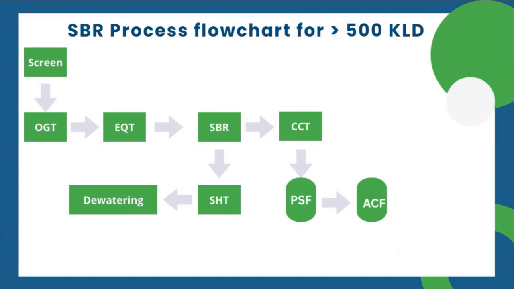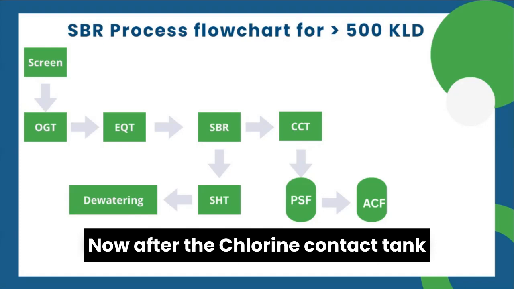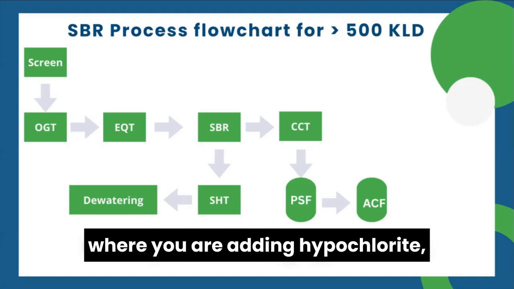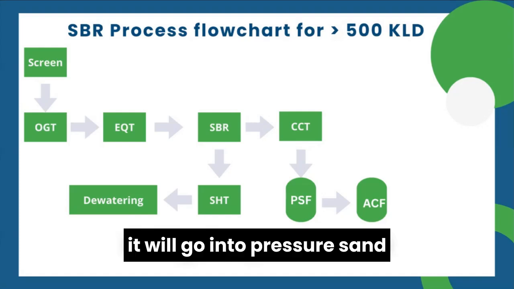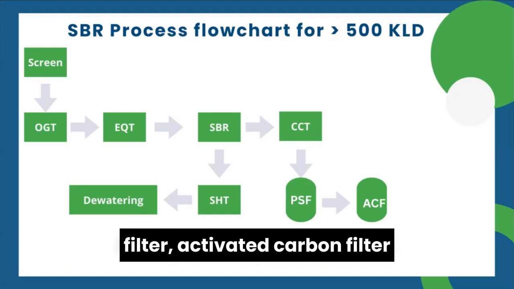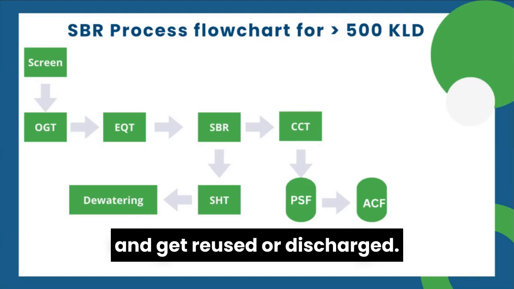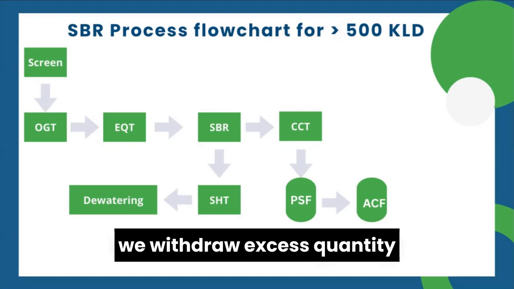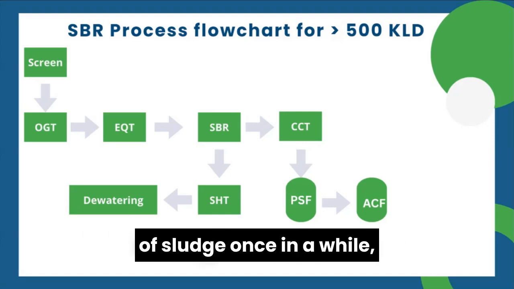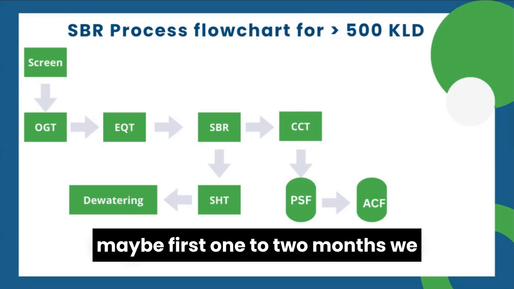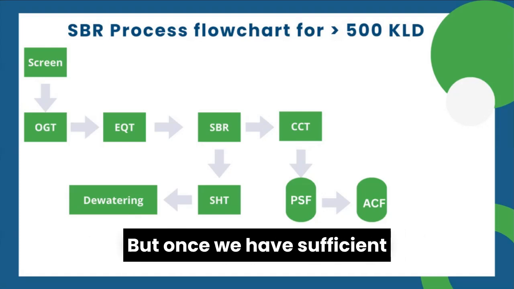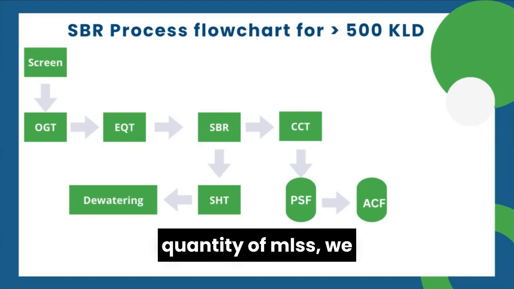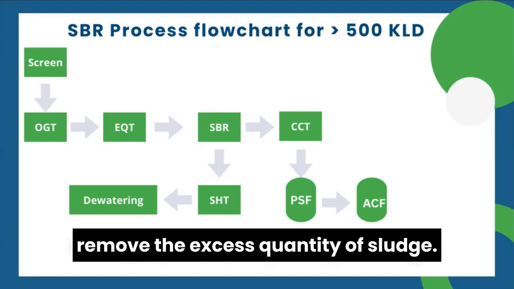All right. Now, after the chlorine contact tank, where you are adding hypochlorite, it will go into a pressure sand filter, activated carbon filter, and get reused or discharged, whatever is the case. From the SBR, we withdraw excess quantity of sludge once in a while. Maybe for the first 1 to 2 months, there will be no excess sludge. But once we have sufficient quantity of MLSS, we remove the excess quantity of sludge.